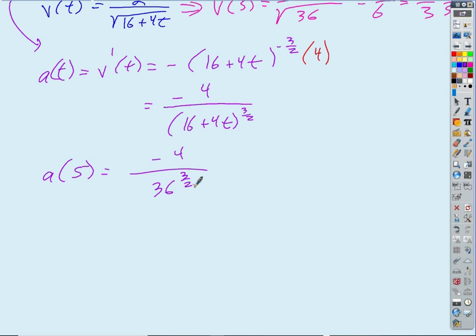Okay. So the square root of 36 is 6. Cubed is 216. So we end up with -4/216, which I can reduce to 1/54. Right, so we just reduce that fraction, okay? And that's going to be in terms of meters per second squared, right? We're using meters and seconds. Make sense?